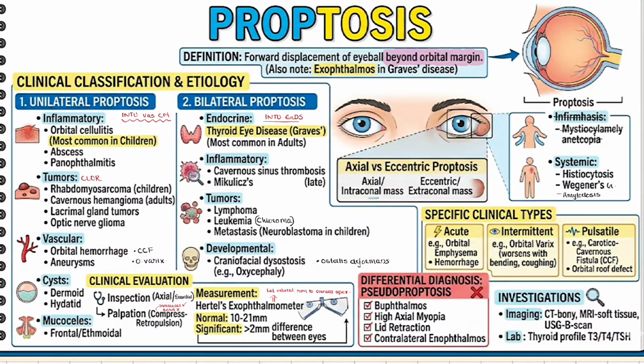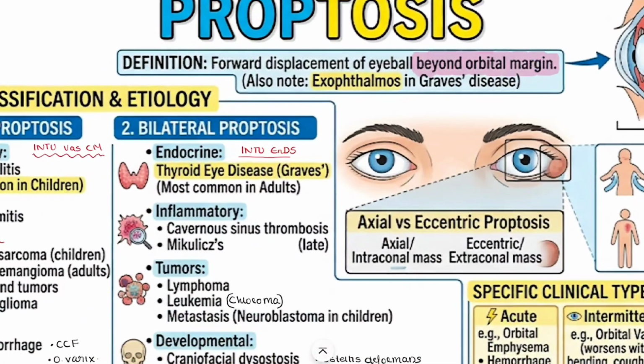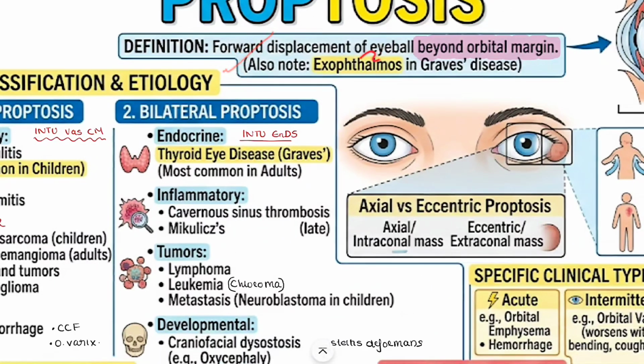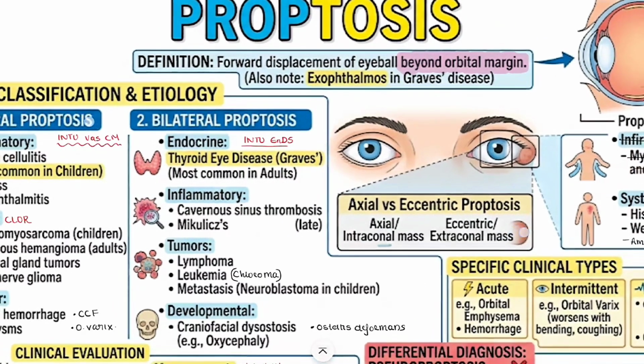Hi guys, this video is about proptosis. So, what is proptosis? It is the forward displacement of the eyeball beyond the orbital margin. If it is in Graves' disease, we will say exophthalmos.